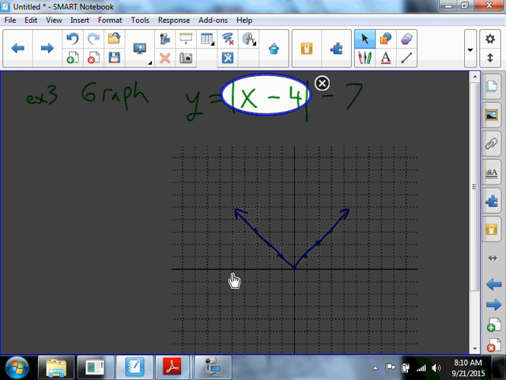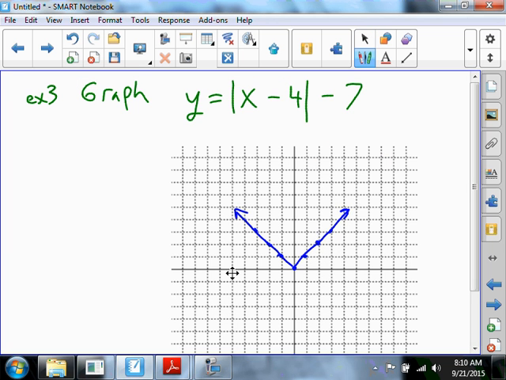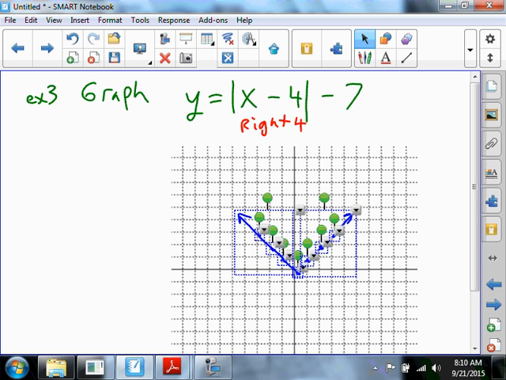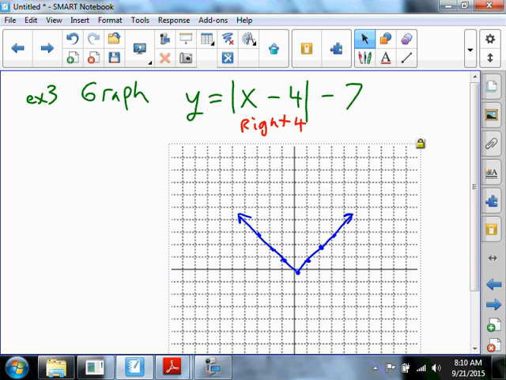That the graph's going to be translated to the, you would think to the left, but it's to the right. How much? 4 units. So the x minus 4 tells us the graph's translated to the right 4 units. So in other words, this thing's going to be over 4 units to the right. It's going to be translated 4 units to the right.